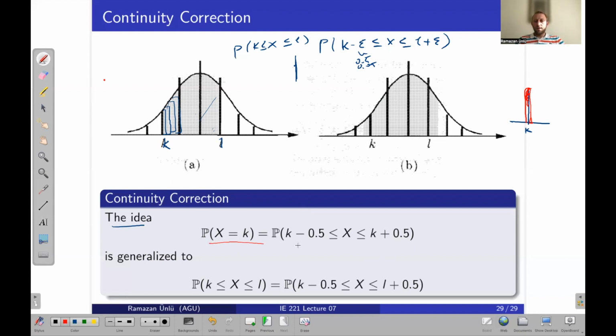By using this, I can generalize that rule for the range case. If I'm asked for the probability that X is greater than or equal to K and less than or equal to L, I can just subtract some small value from K and add some small value to L, and that will provide a better approximation. Okay, so this is the continuity correction. Well, this is the end of lecture 7, and thanks for watching.